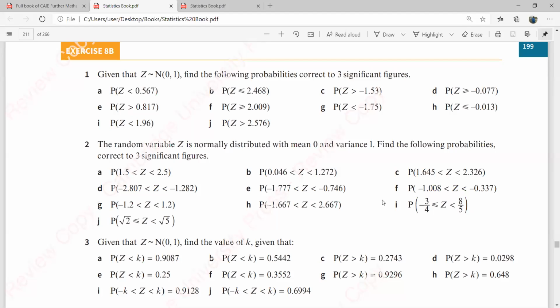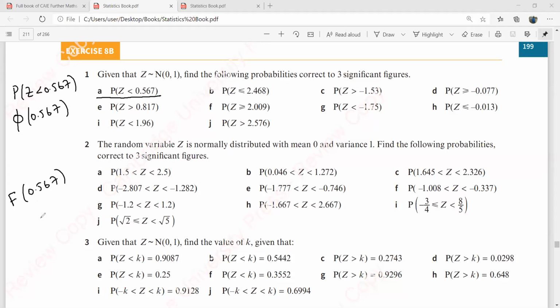Okay, guys, we are on to exercise 8b, and the question is that we have to find, going to try this first part here, the probability that Z is less than 0.567. This is also called phi of 0.567. And if someone from further maths is sitting here, they have also learned this as finding f of 0.567.